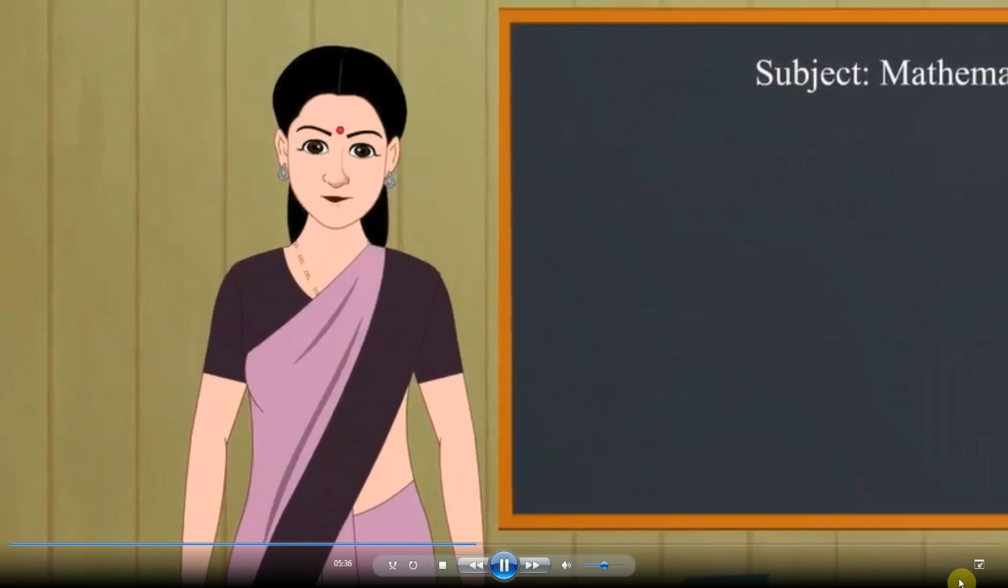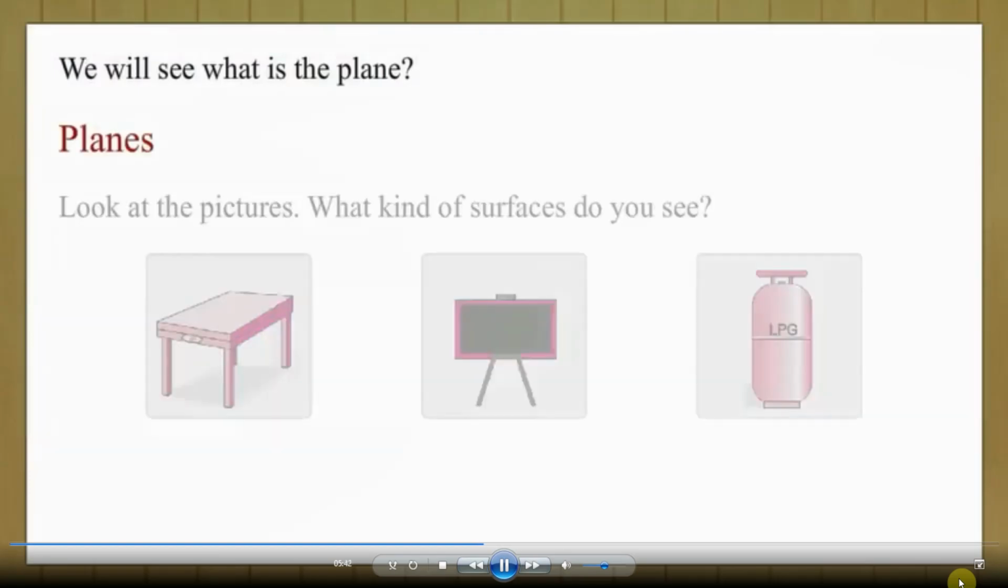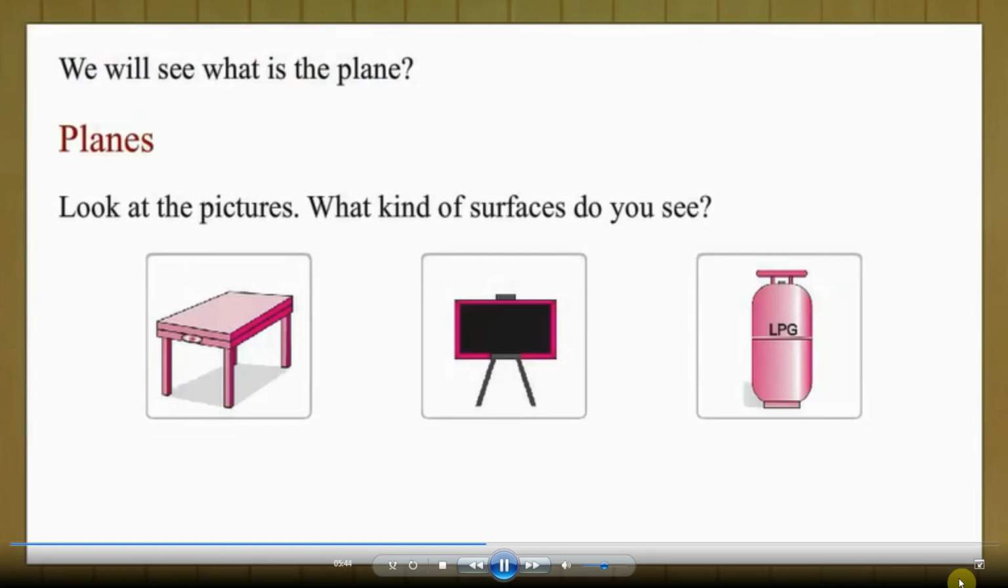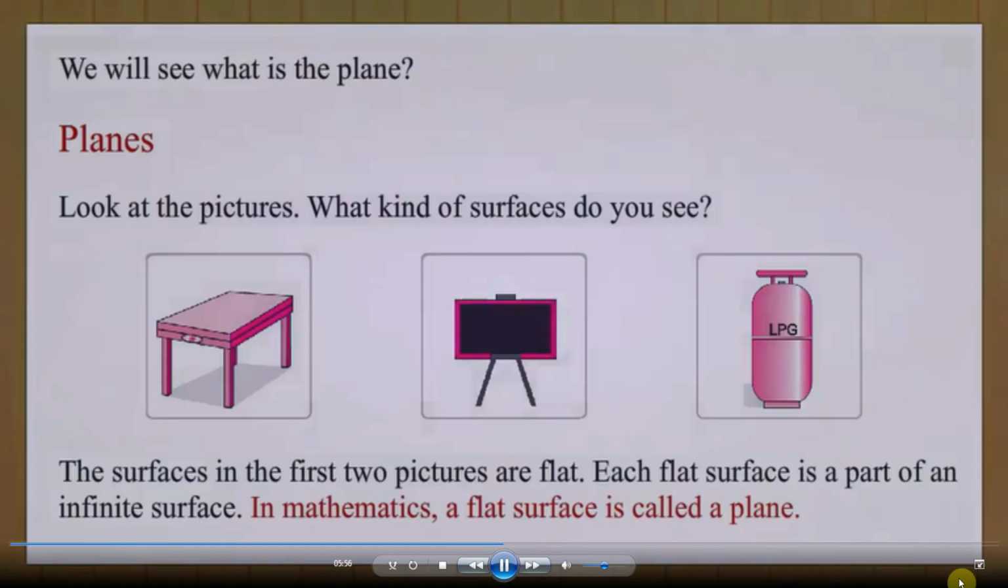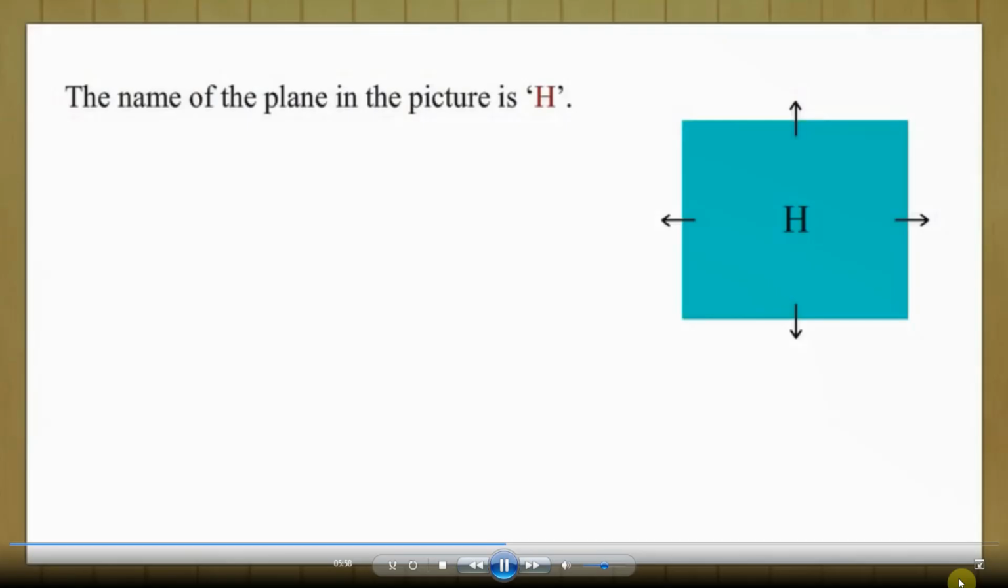Students, let's learn something. We will see what is the plane. Planes. Look at the pictures. What kind of surfaces do you see? The surfaces in the first 2 pictures are flat. Each flat surface is a part of an infinite surface. In mathematics, a flat surface is called a plane. The name of the plane in the picture is H.